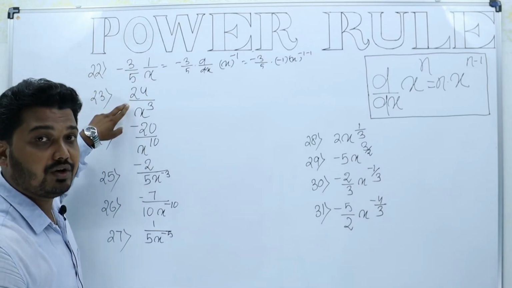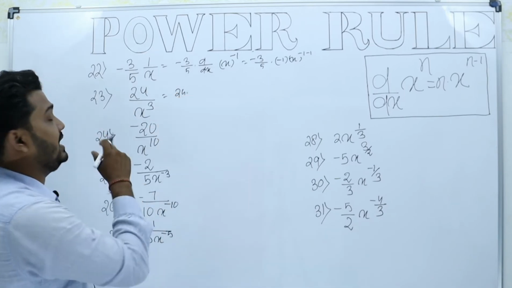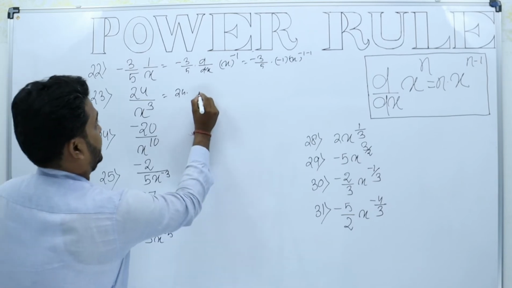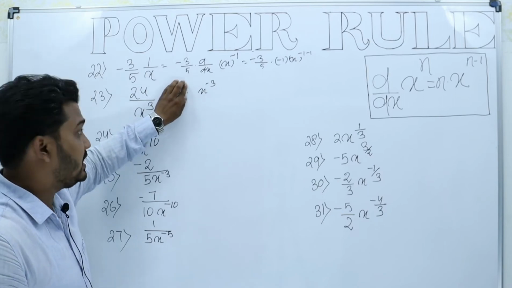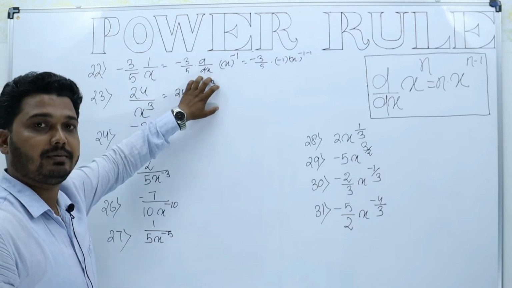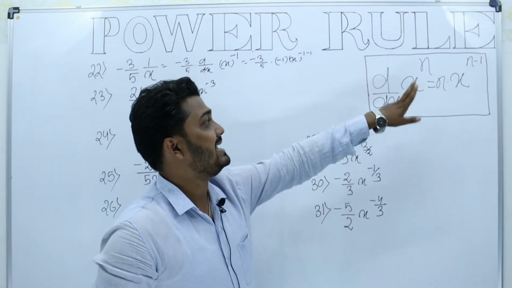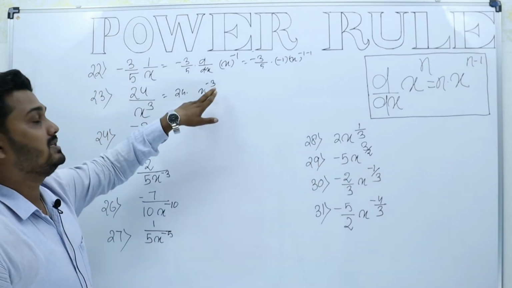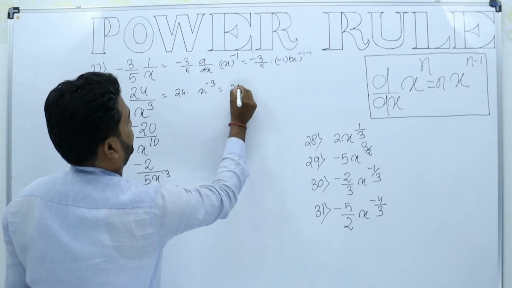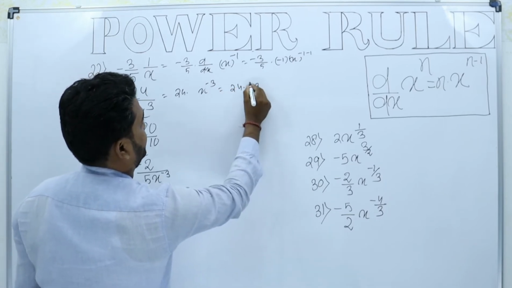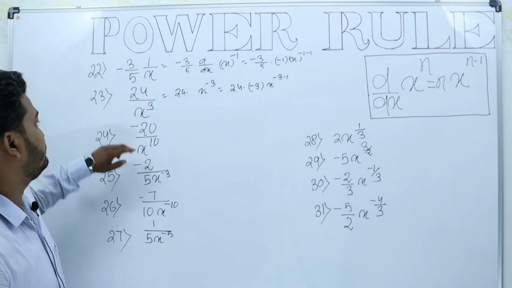It is given 24 by x cube. So 24 is the constant and 1 by x cube can be written as x to the power minus 3. That means in the next step 24 will remain constant. We will find the derivative of x to the power minus 3. Here minus 3 is the power, and the rule is n x to the power n minus 1. In the next step minus 3 x to the power minus 3 minus 1. That can be written as 24 into minus 3 x to the power minus 3 minus 1. Now let's move to the next question.